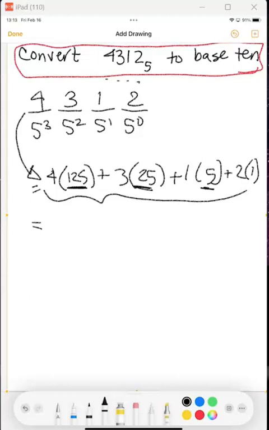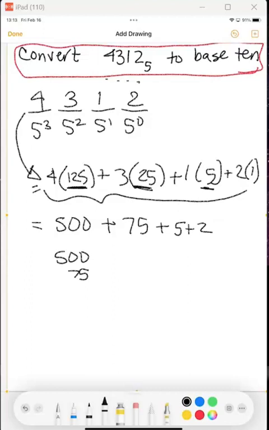And 4 125s, what is that? 500. I think I'm doing it right. 500 plus 75 plus 5 plus 2. You can use your calculator, but I'm doing this on the fly here. So if I do everything right, 582 base 10. And you can check it various ways.